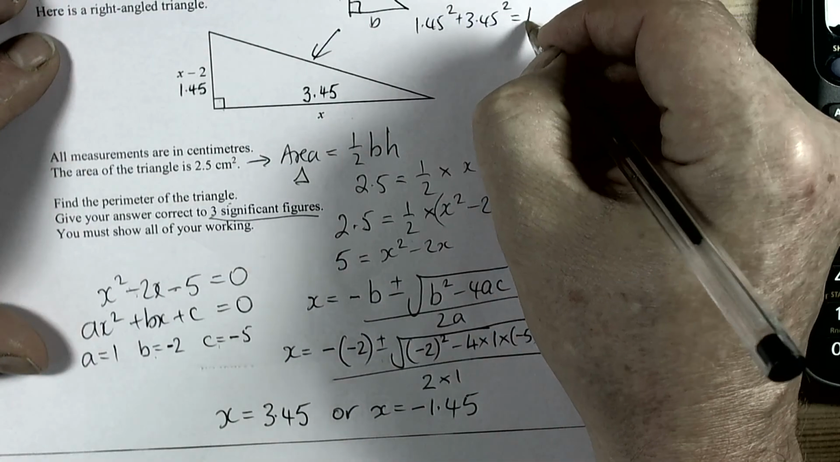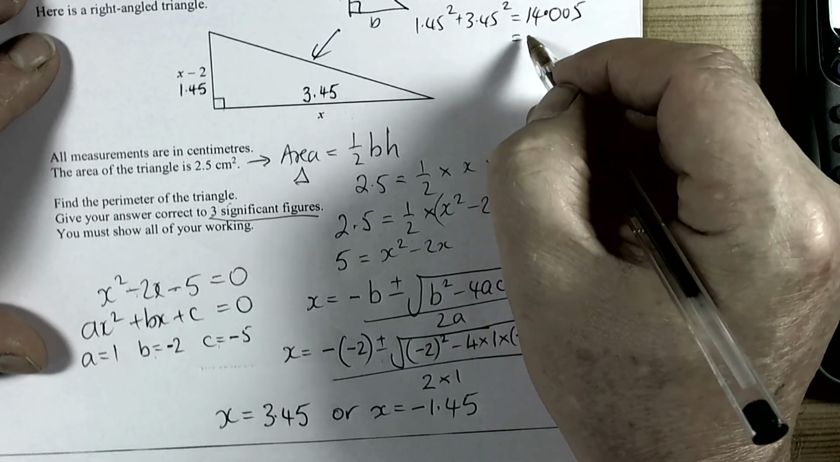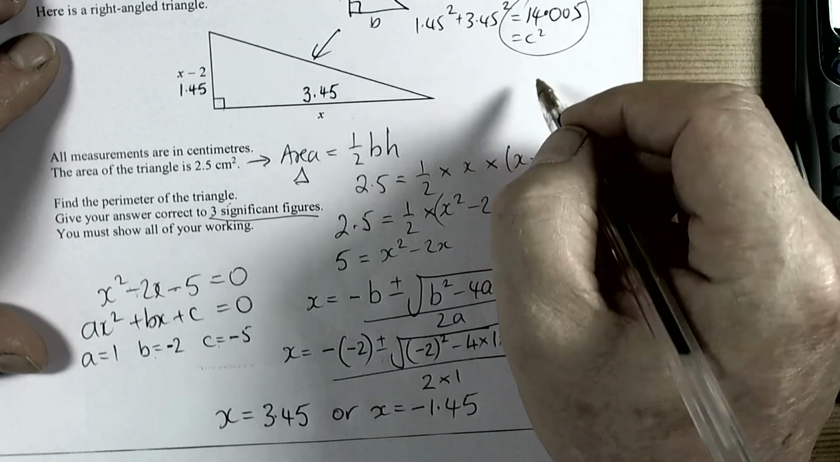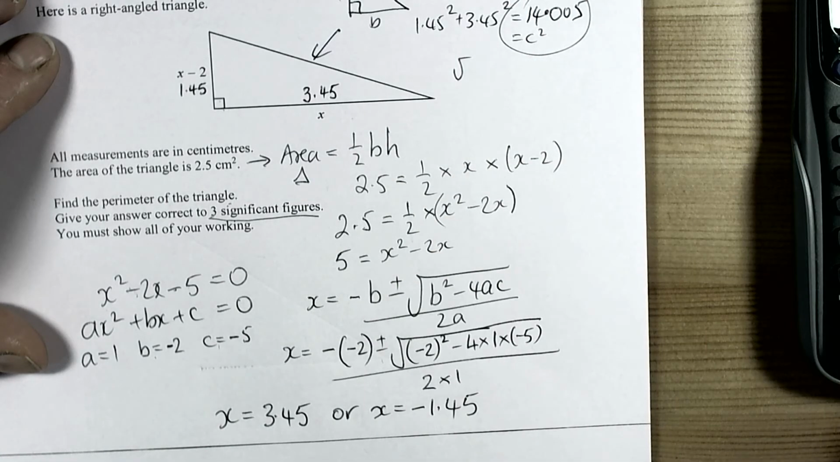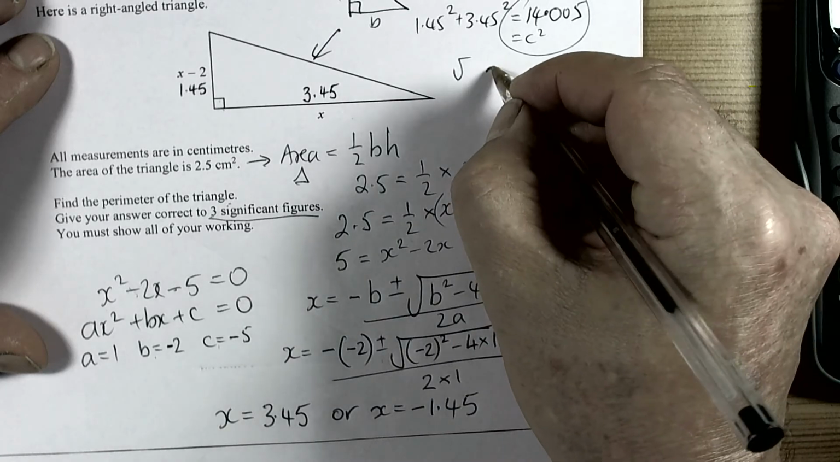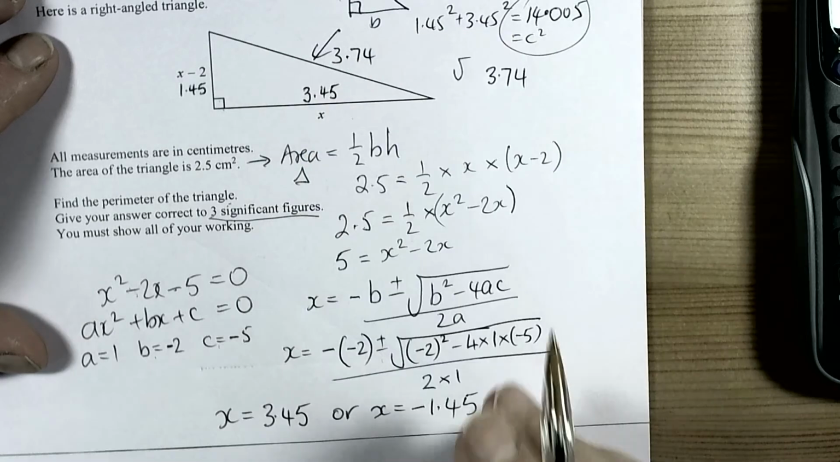so 14.005. Now because that's equal to c squared, then we need to square root to get the final answer, so square root of the answer equals, so 3.74. So we now know that that's 3.74.